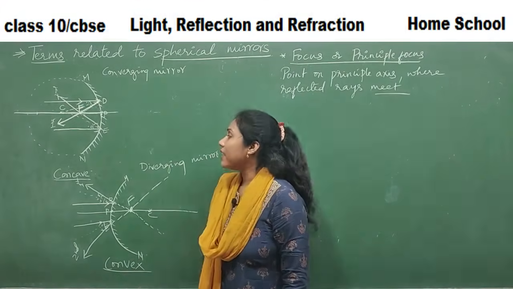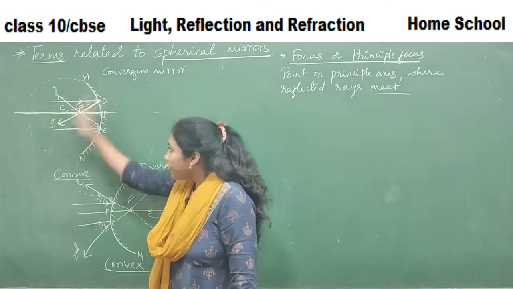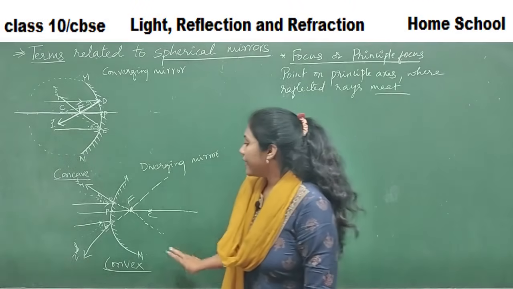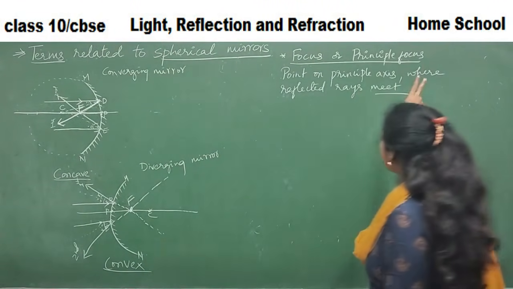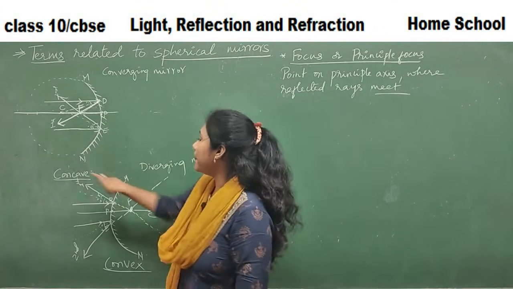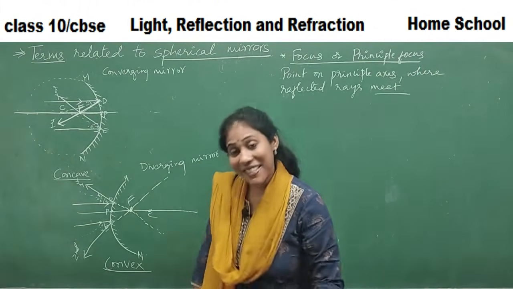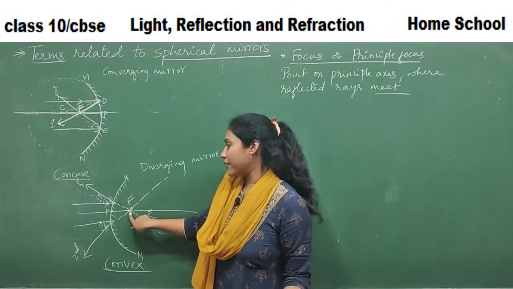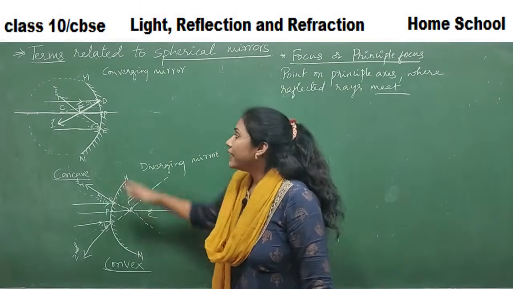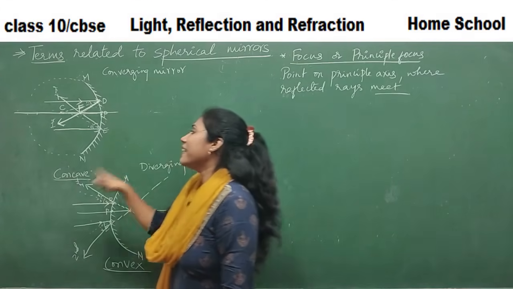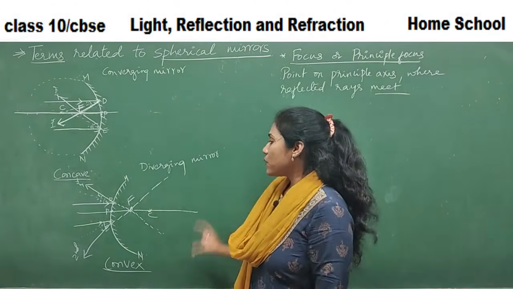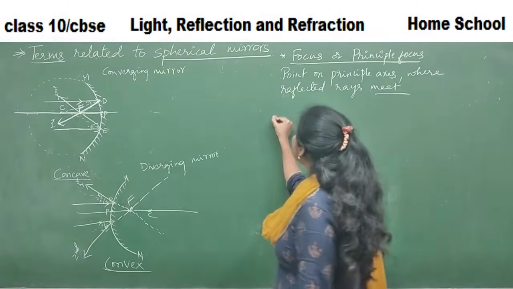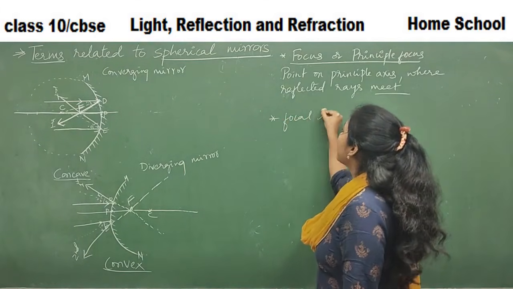In case of convex, principal focus is observed behind the mirror, and in case of concave mirror, in front of the mirror. So focus or principal focus is nothing but the point on the principal axis where reflected rays meet. Clear, everybody? So it is the point behind the mirror where the reflected rays are meeting in case of convex. In front of the mirror, the reflected rays are meeting in case of concave. So this is what we call principal focus. Very important.